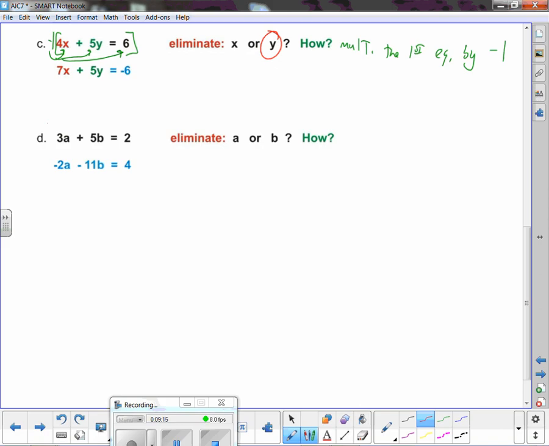So again, I'm looking. I have a positive 3a and a negative 2a. I have a positive 5b and a negative 11b. None of them is clearly an easy choice. But for me, the coefficients of the a's are smaller. One is already positive and another's already negative. That's a good thing. And because the numbers are smaller, I'm going to choose the a.